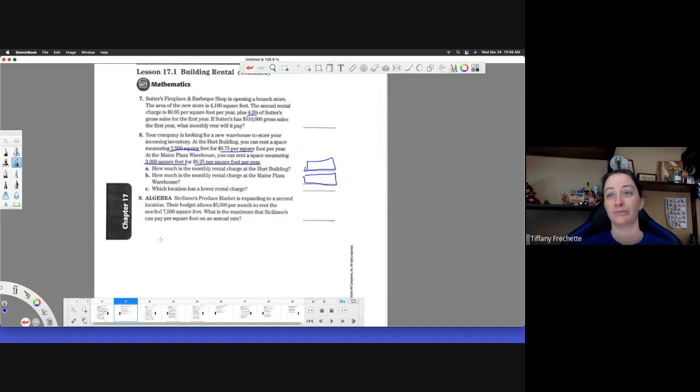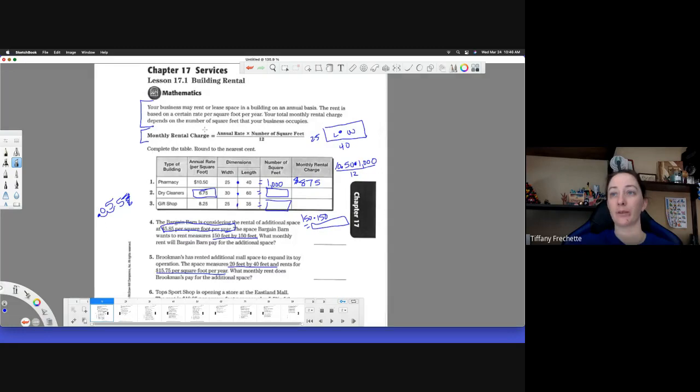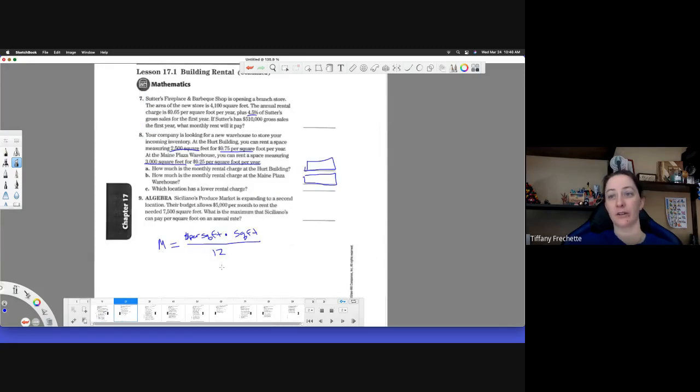So remember, the monthly charge equals the price per square foot, sorry, I know I'm kind of shorthanding that, times your square footage divided by 12. So we already have this. This is the formula, and it was just kind of a dorky way to write it, but it's this formula here. Monthly rental charge equals annual rate times number of square feet divided by 12. So here it is, just kind of written out a little shorthanded there. So their budget allows for $5,000 per month to rent.